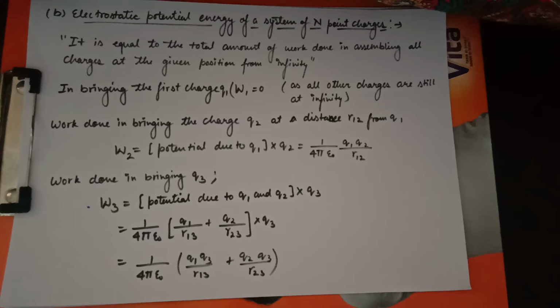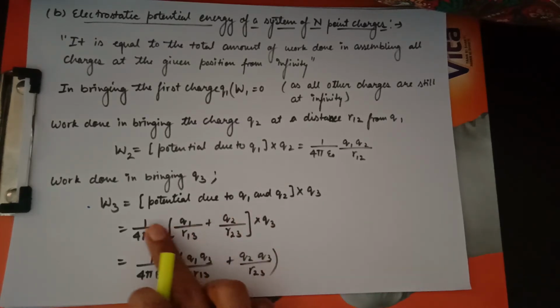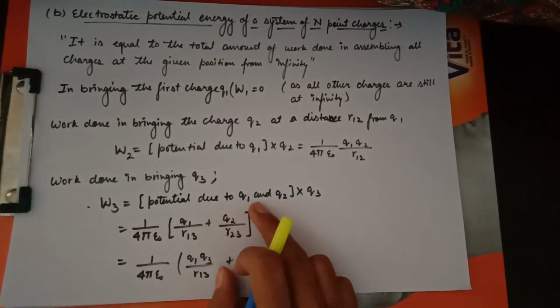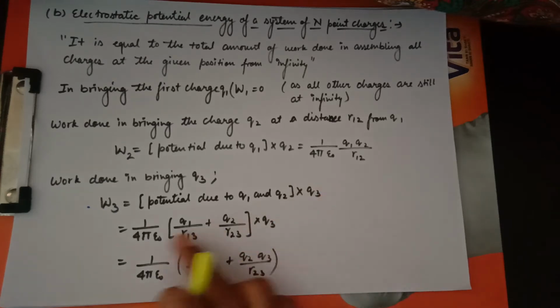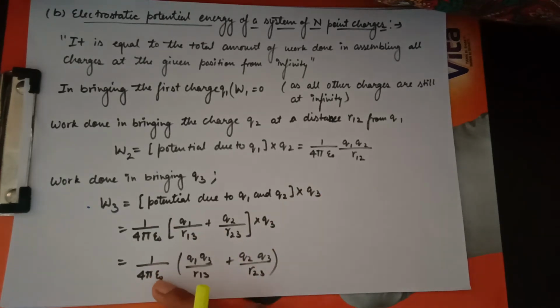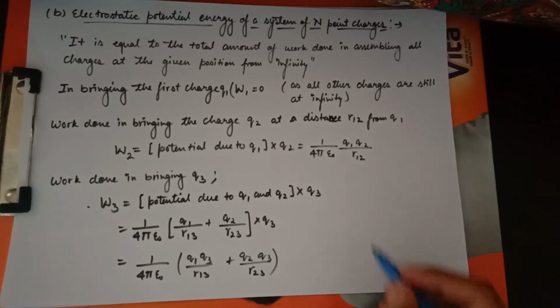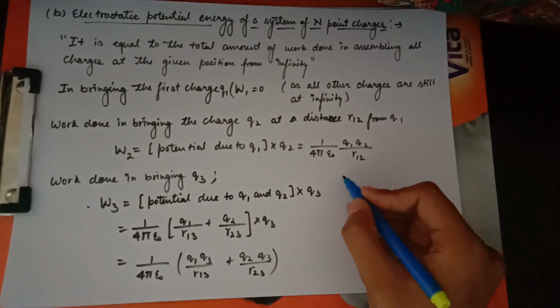Work done in bringing charge q3 will be W3, equal to the potential due to q1 and q2 times q3. So it comes out to be 1 upon 4 pi epsilon naught, q1 q3 divided by r13, plus q2 q3 divided by r23. You can make it clear from this diagram.